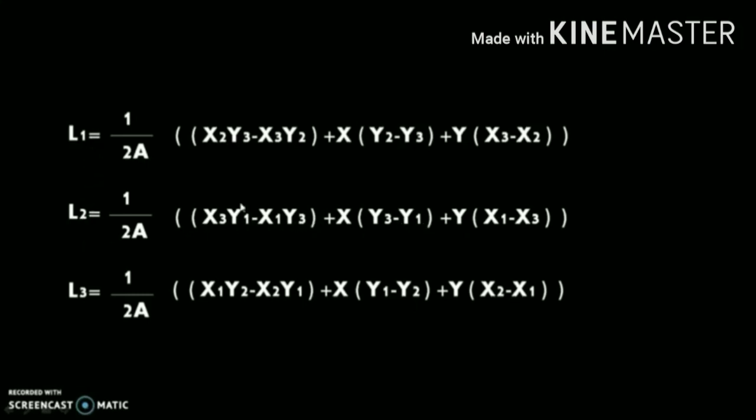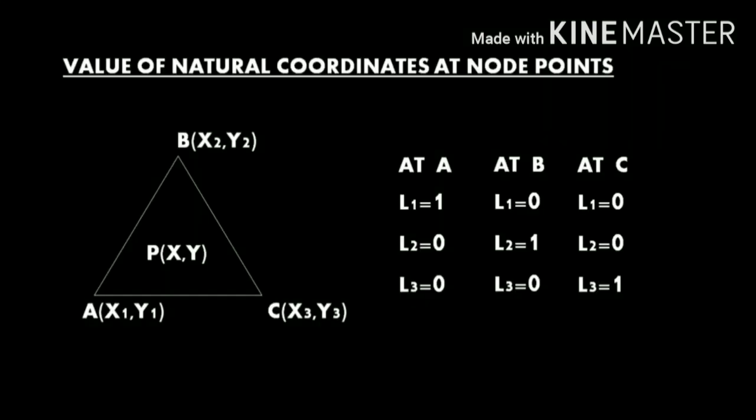Now we can find out the values of natural coordinates L1, L2 and L3 at the node points. At the point A, when we substitute x equal to x1 and y equal to y1, we will get L1 equal to 1, L2 equal to 0 and L3 equal to 0. Similarly, at the point B, when we substitute x equal to x2 and y equal to y2, we will get L1 equal to 0, L2 equal to 1 and L3 equal to 0. Similarly, for the point C also, we will get L1 equal to 0, L2 equal to 0 and L3 equal to 1.